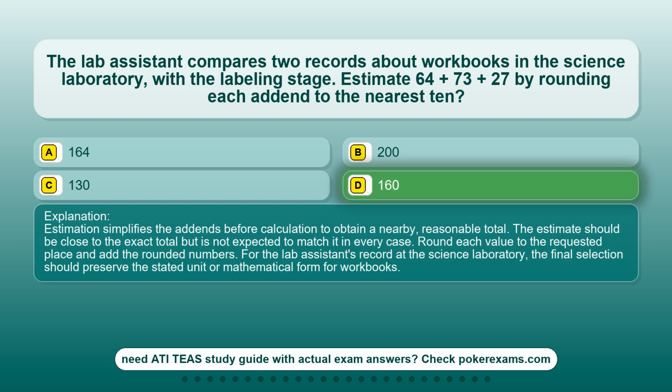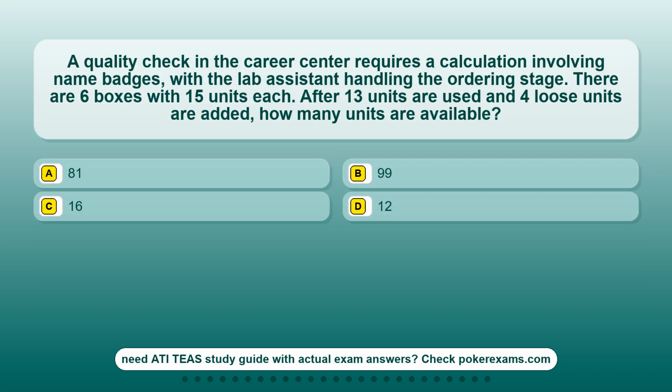Estimation simplifies the addends before calculation to obtain a nearby, reasonable total. The estimate should be close to the exact total but is not expected to match it in every case. Round each value to the requested place and add the rounded numbers. For the lab assistant's record at the science laboratory, the final selection should preserve the stated unit or mathematical form for workbooks. Question 18.